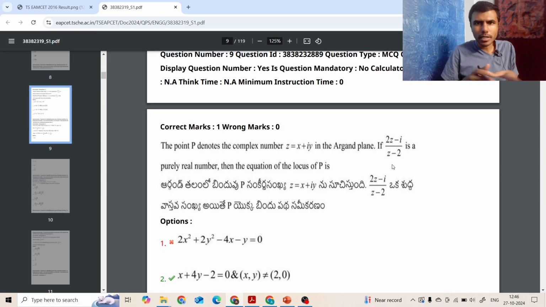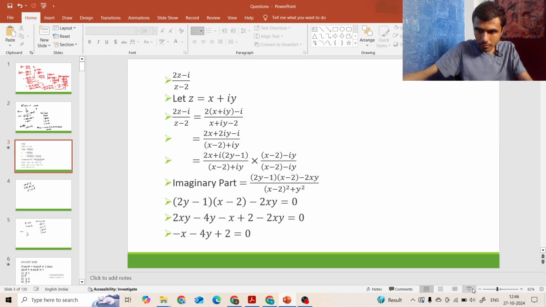First of all, I told you, always analyze which topic the question is from. Complex numbers. And in complex numbers, this is from the Argand plane, wherein you have locus and all that, find the locus of z, all such kinds of questions. Now let's see how to solve this. I already made a PowerPoint for this. You can see this is what we are given: (2z minus i) by (z minus 2).